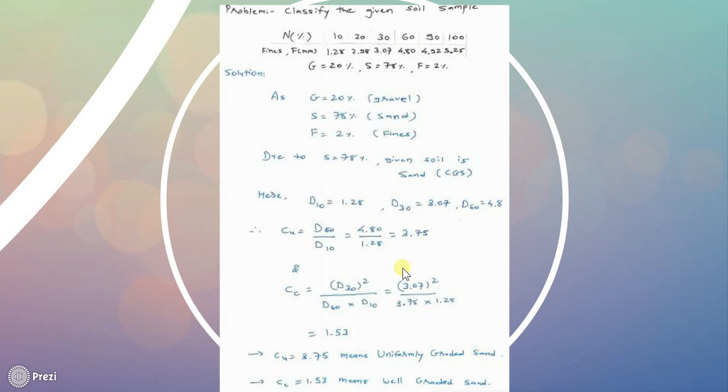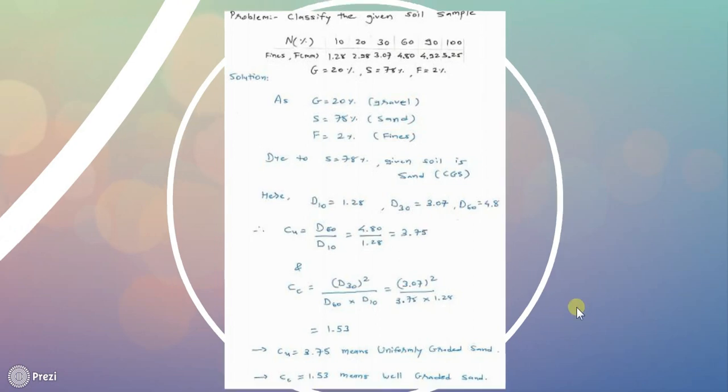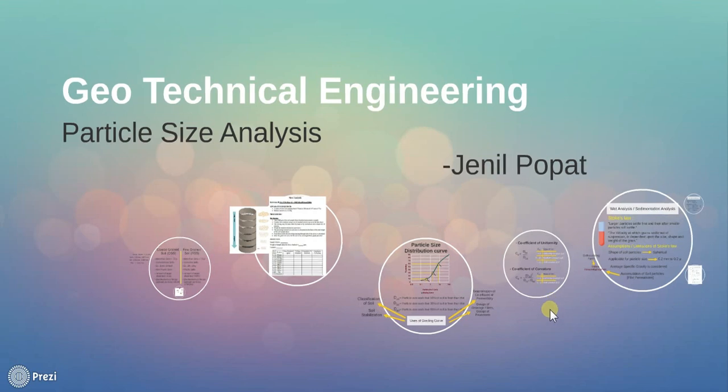Now, we already know that the soil type is sandy. So we can write Cu is 3.75, that means uniformly graded sand, and Cc is 1.53, that means it is well-graded sand. You can practice this type of problems more. I'm concluding my video here. That's it for particle size analysis. Thank you.